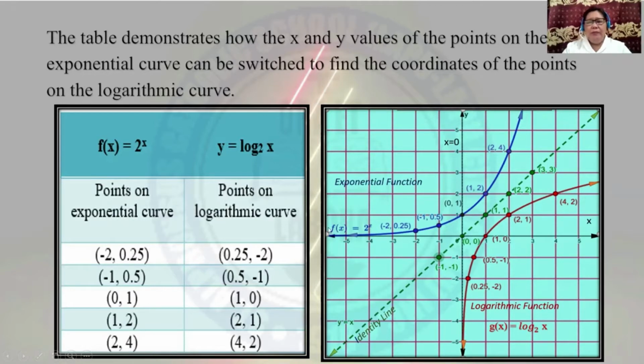Looking at the graph, the blue one is the graph of the exponential function f of x is equal to 2 raised to x. The green dotted line is the identity line y is equal to x. The red curve is the graph of the logarithmic function. As you can see in the graph, the logarithmic function is just simply the inverse of the exponential function. So here, the red one is the mirror image of the blue curve.